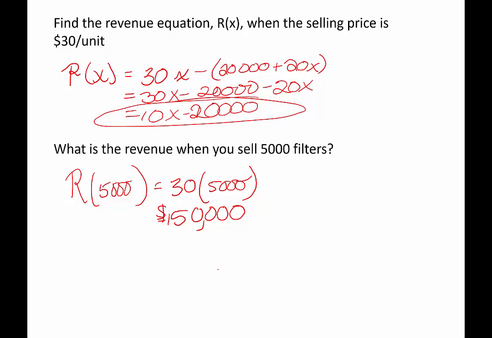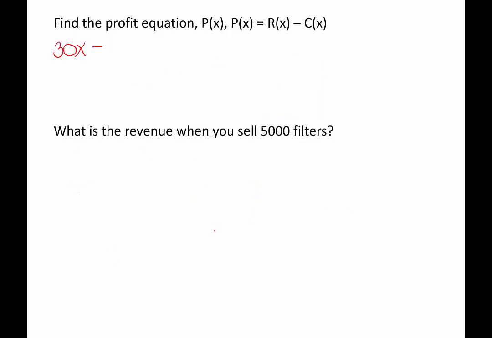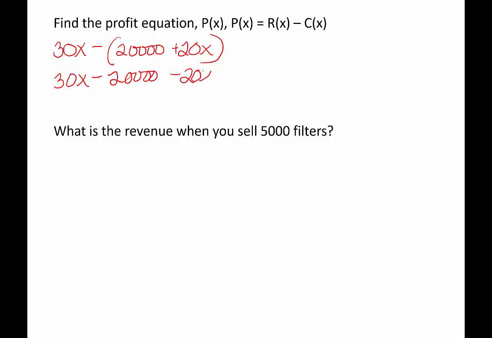Oh, I put that on the wrong slide. Sorry. That should be over here. 20,000 plus 20x. So that's 30x minus 20,000 minus 20x. So that's 10x minus 20,000.